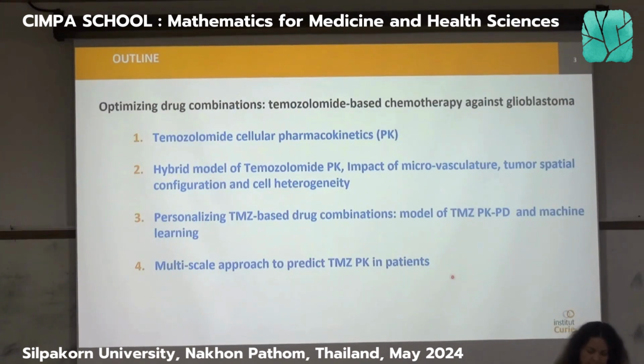And the idea of part 4 is to go towards the clinics and to show you how we can design multi-scale approaches to predict the pharmacokinetics of drugs in patients from data available in vitro and animal studies. It can be called multi-scale modeling, or we can basically scale from animals to patients. So I think for today I will only do number 1, and then we will continue tomorrow for the rest.